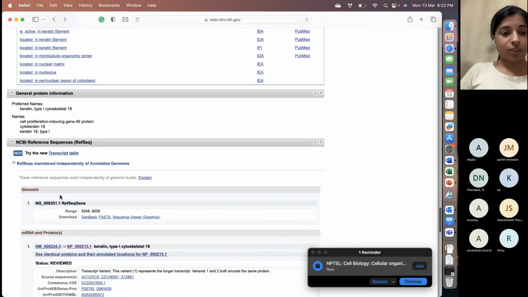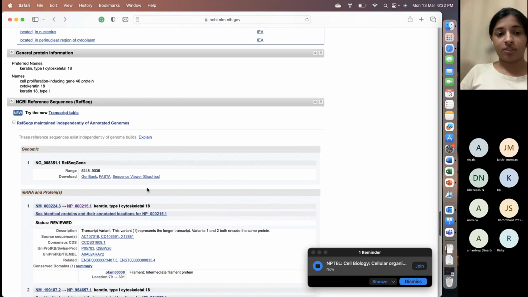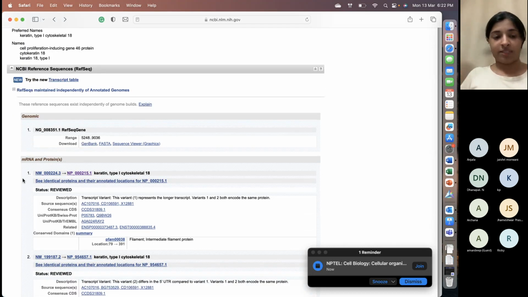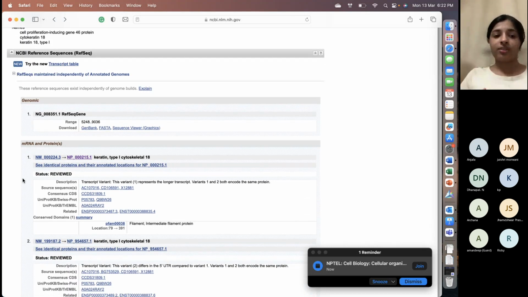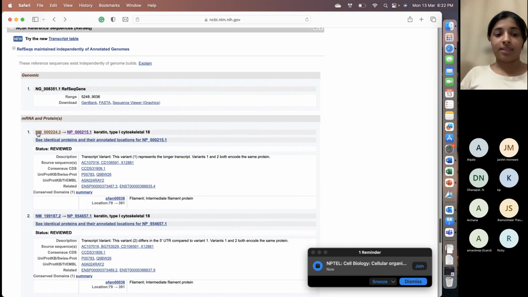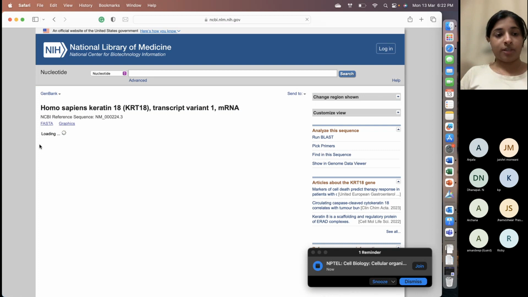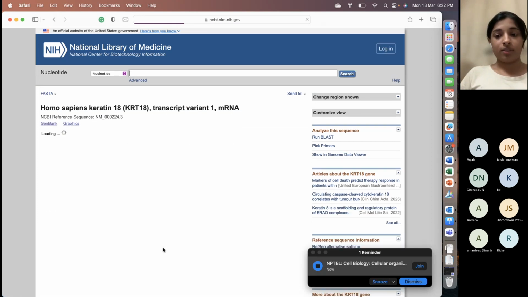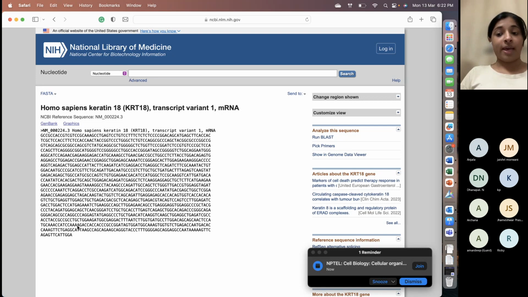But again, if you want specifically the mRNA region, then you can scroll further down. And here you can see this, as we already saw, is the genomic sequence, whatever sequence is present in the DNA. Now, a region of this is transcribed into the mRNA, right? And this sequence, typically starting with NM, is a trick that you can use to distinguish between mRNA and protein. NM is typically mRNA, and NP is typically the protein sequence. So if you click on the accession number for mRNA, it will again open a page. And if you click on FASTA over here, you'll get the sequence that encodes the mRNA.